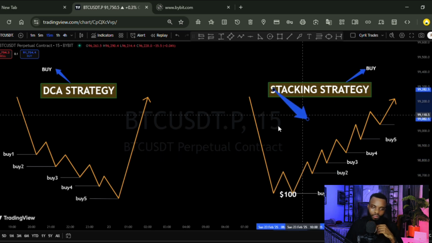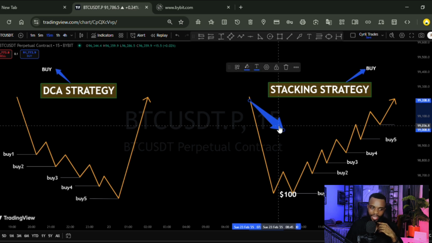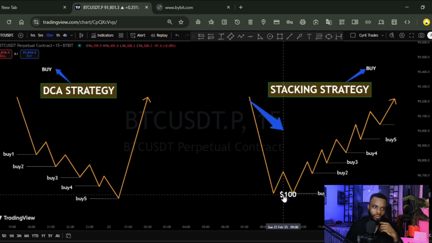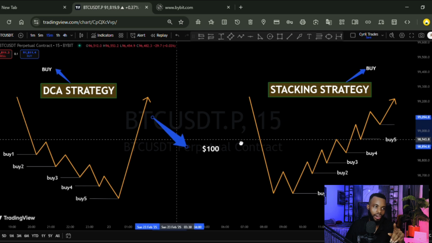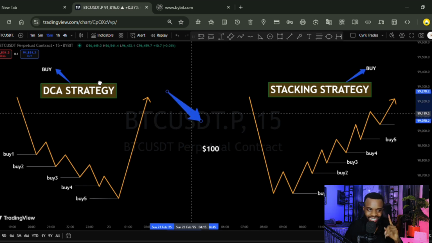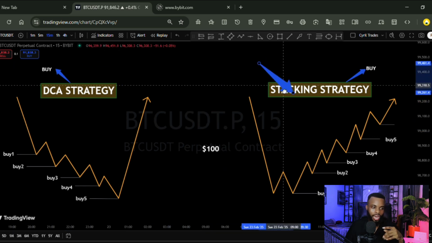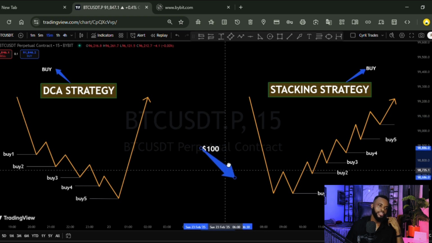And this is how to kill the market, using these simple basics of understanding how to use the DCA strategy or stacking strategy. Very important. And this risk management is very important.